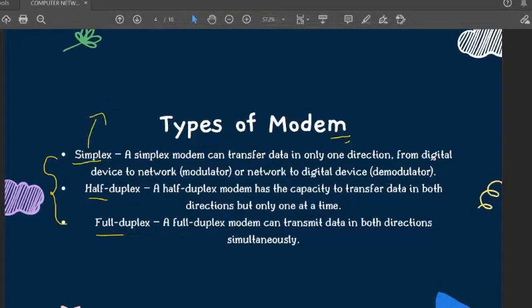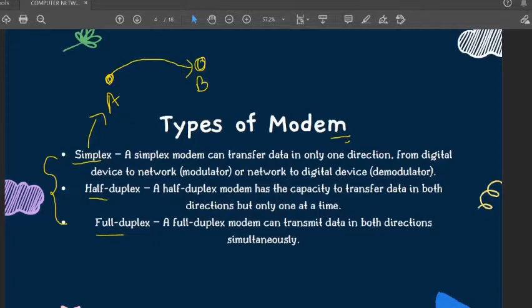Simplex simply means in one direction. If we need to send something from A to B, then it is not like you can simultaneously send the data from B to A. You cannot do that. If A is sending, then B needs to stop, and it is always one direction. That is known as simplex.